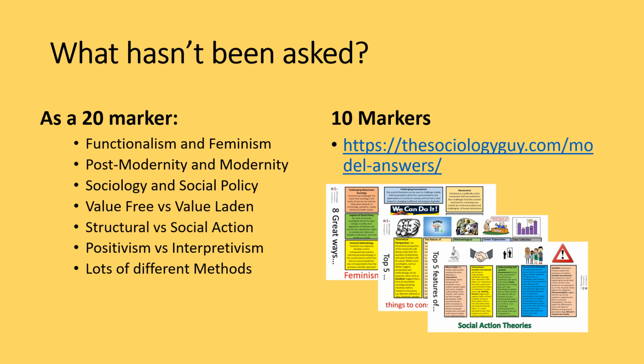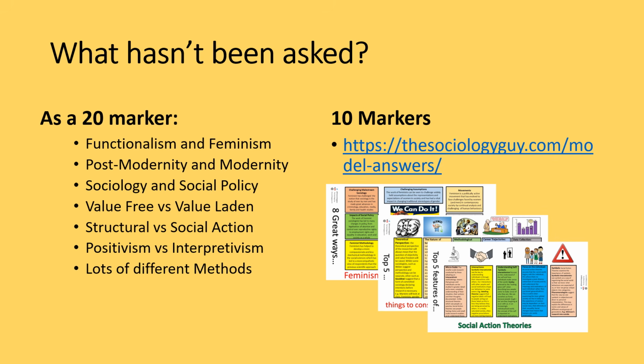Sociology and social policy, of course, that could be a theoretical question where they ask reasons why sociologists may not want to inform social policy. It could be, why do sociological ideas get rejected? I've done a little sheet on that, and you can get them from the website. Value-free versus value-laden, I think would be a tough one. Structural versus social action, I think would be quite a nice question.